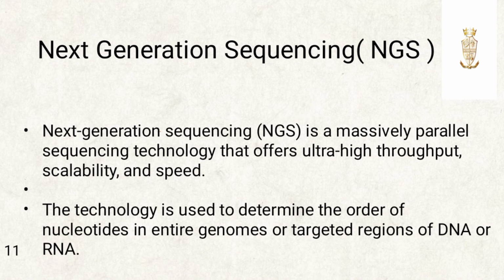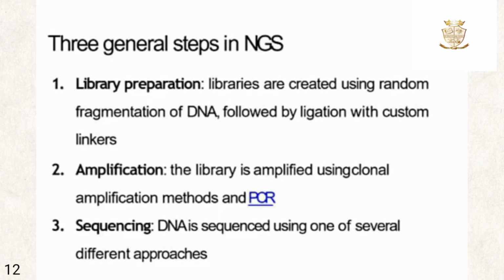Next, we can discuss the next generation sequencing, that is NGS method. It is a massively parallel sequencing technology that offers ultra high throughput and also speed. This technology is used to determine the order of nucleotides in the entire genome. There are mainly 3 steps in NGS method.